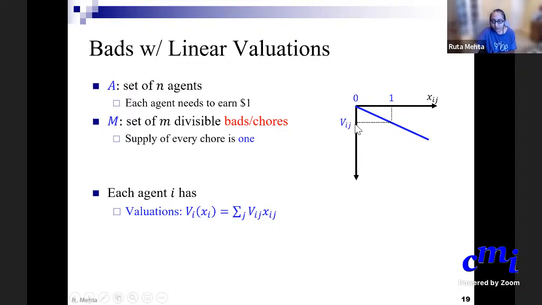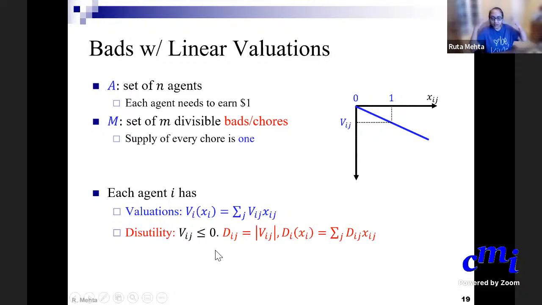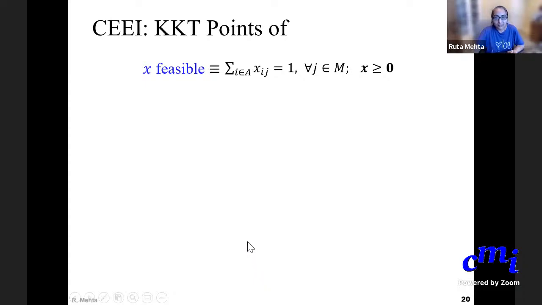So v_ij is the utility, but minus of that is the pain they get, because these values are negative, and it's easy to intuitively think of these as disutility. So I'm going to convert it to t_ij, meaning disutility, or the pain that agent i gets from consuming a unit amount of this chore.